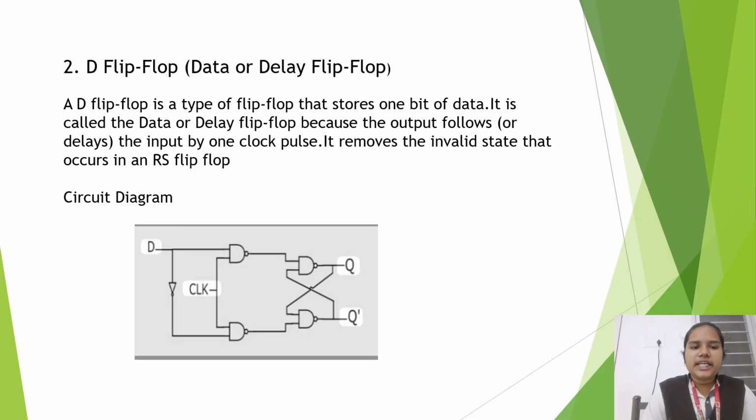And second one, D flip-flop, data or delay flip-flop. A D flip-flop is a type of flip-flop that stores one bit of data. It is called the data or delay flip-flop because the output follows or delays the input by one clock pulse. It removes the invalid state that occurs in an RS flip-flop. The circuit diagram is given below. Here the inputs are D and D bar, and outputs are Q and Q bar.